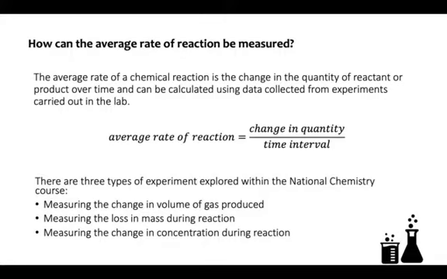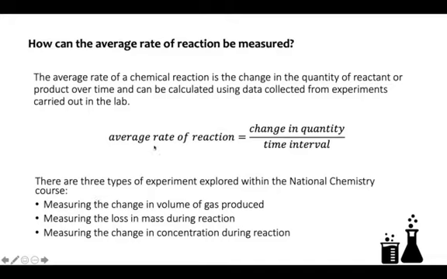So how can the average rate of a reaction be measured? Well, the average rate of a chemical reaction is the change in the quantity of a reactant or product over time, and can be calculated using data collected from experiments. Okay, and the equation that you want to be using is average rate of a reaction is equal to change in quantity over the time taken for that change.